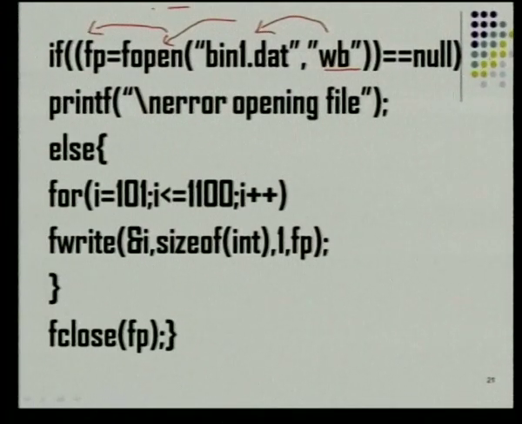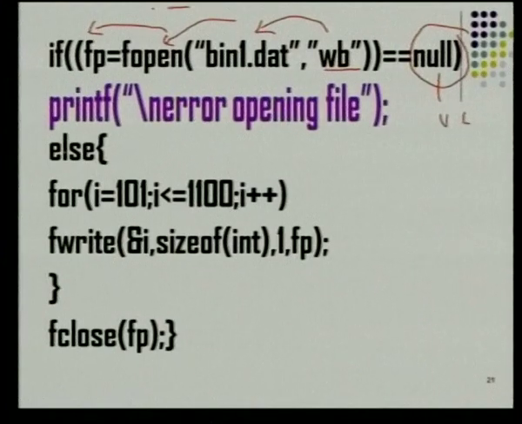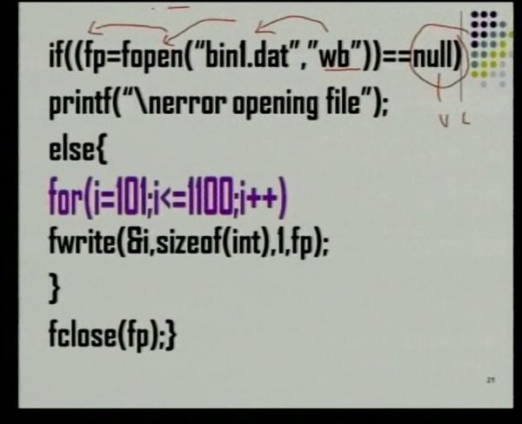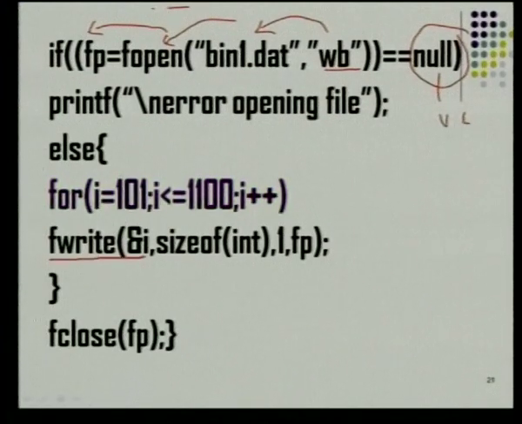You are checking whether it is equal to NULL. Here again NULL should be in uppercase. If it is equal to NULL, there will be an error opening the file. Otherwise, whatever you want to write, you are going to write here, values from 101 to 1100. That is done using this fwrite statement. So what is this fwrite statement? You have already seen it. It is equivalent to that argument that we showed below, ampersand ptrd, where ptrd pointed to the block of data that is to be read.